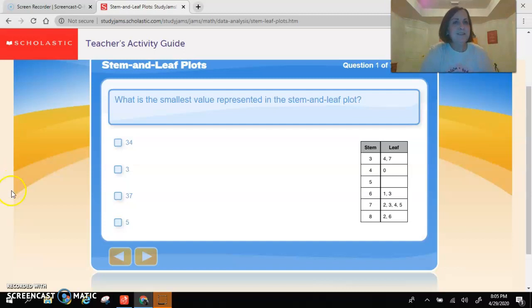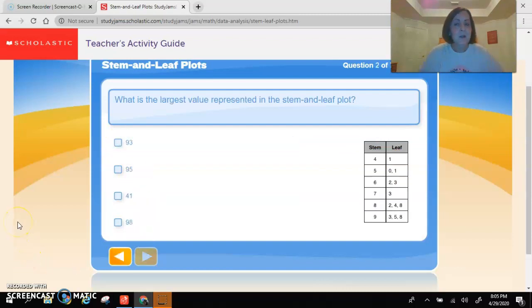So remember, the stem is the greater place value and the leaf is the least place value. So we know that these numbers that we're looking for have to have at least 2 digits. So we can eliminate the 3 and the 5. So we're looking for the least value. So we have 3 10s, 4 1s. That's 34, 37. So our least value is 34.